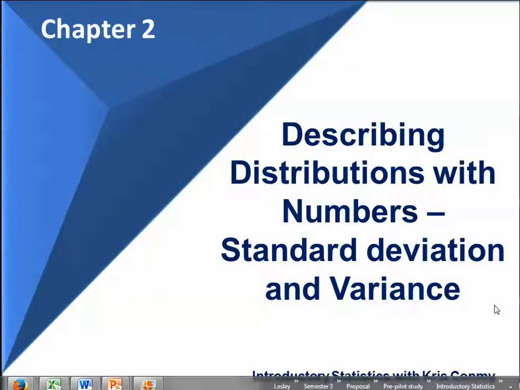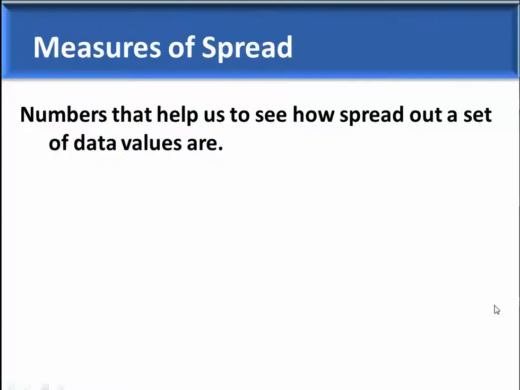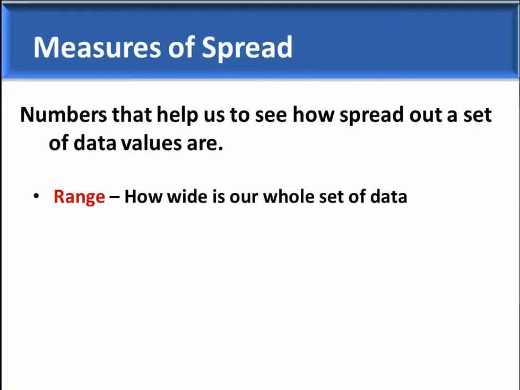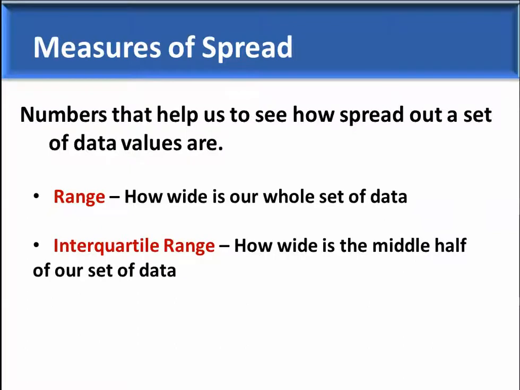In this video, I'm going to be introducing the topic of describing distributions with numbers, specifically standard deviation and variance. So we've been talking about measures of spread, which are numbers that help us see how spread out a set of data values are. And so far what we've talked about is range, which tells us how wide the entire set of data is, minimum to maximum. We've also talked about interquartile range, which we use for skewed distributions, and that talks about how wide the middle half of the set of data is.